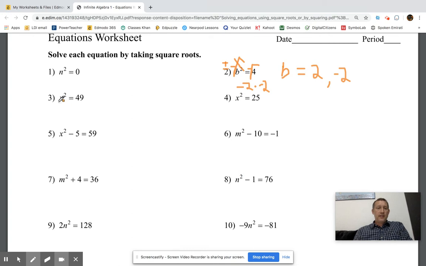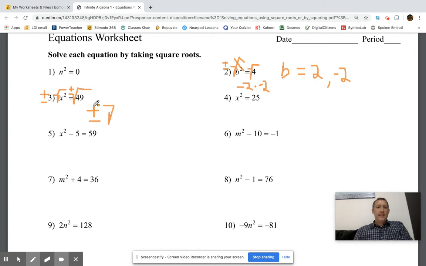So let's try it over here. X squared equals 49. We're going to take plus or minus the square root of both sides. So that's going to give me plus and minus 7, because the square root of 49 is 7. So to get rid of that square, I take plus or minus the square root on both sides. So we have the positive answer and the negative answer.